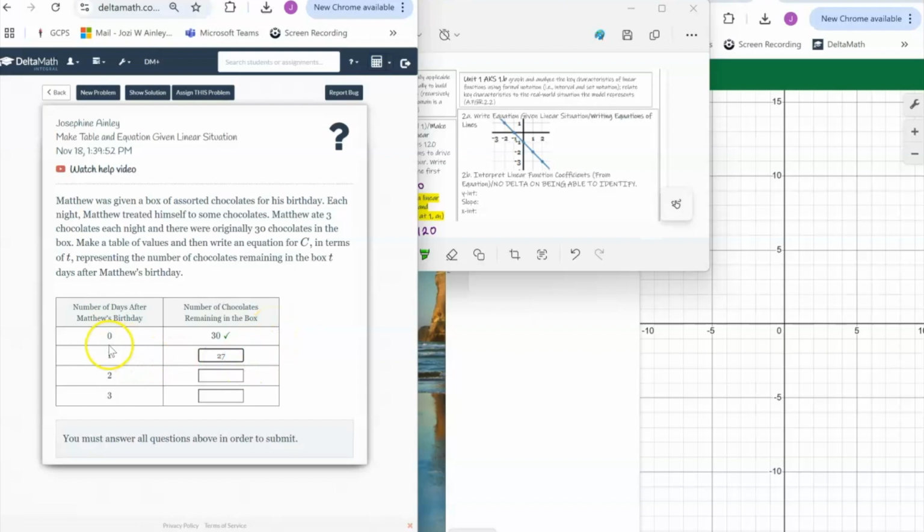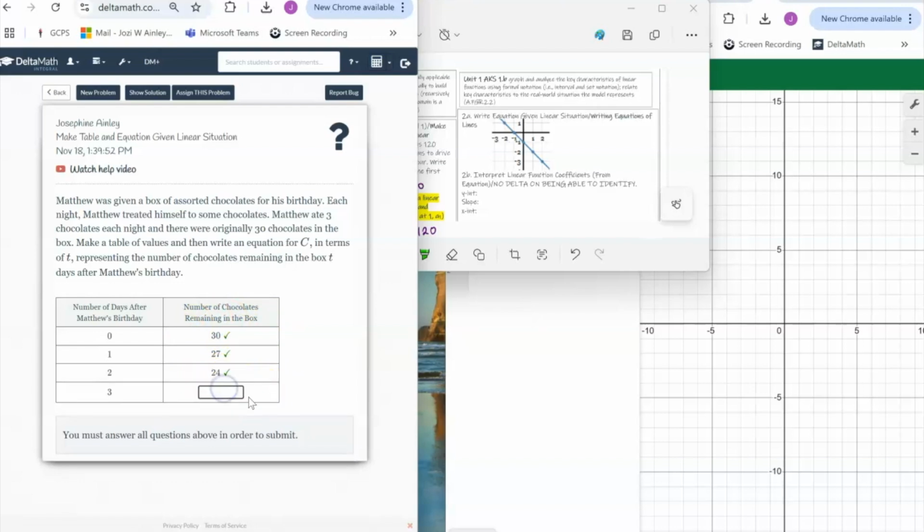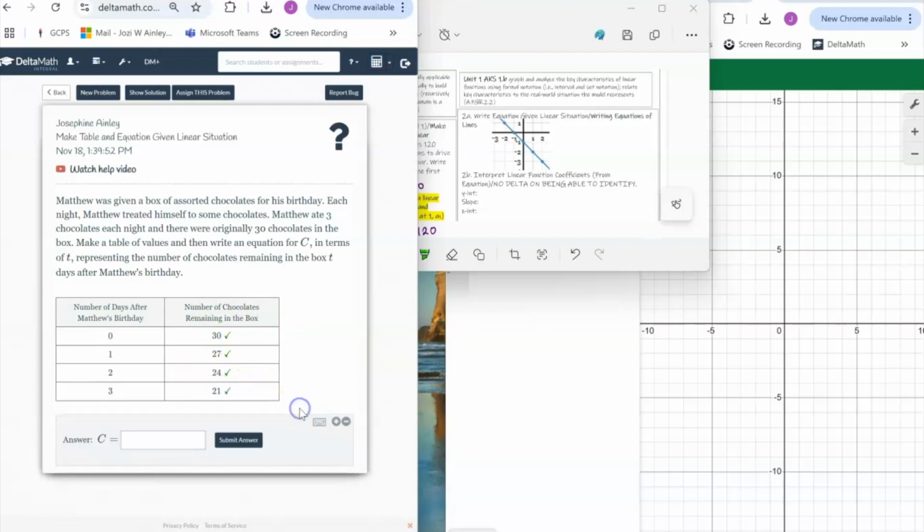So after 1 day it's at 27. And this is going to check you every single time. Next day he eats 3 again, so it's going to be 24. Next day he eats 3 again, so it's going to be 21. So again, just be careful in terms of what you're writing, or what the question is asking. If it's asking for a linear function, we start at 0. If it's asking for arithmetic, we start at 1.